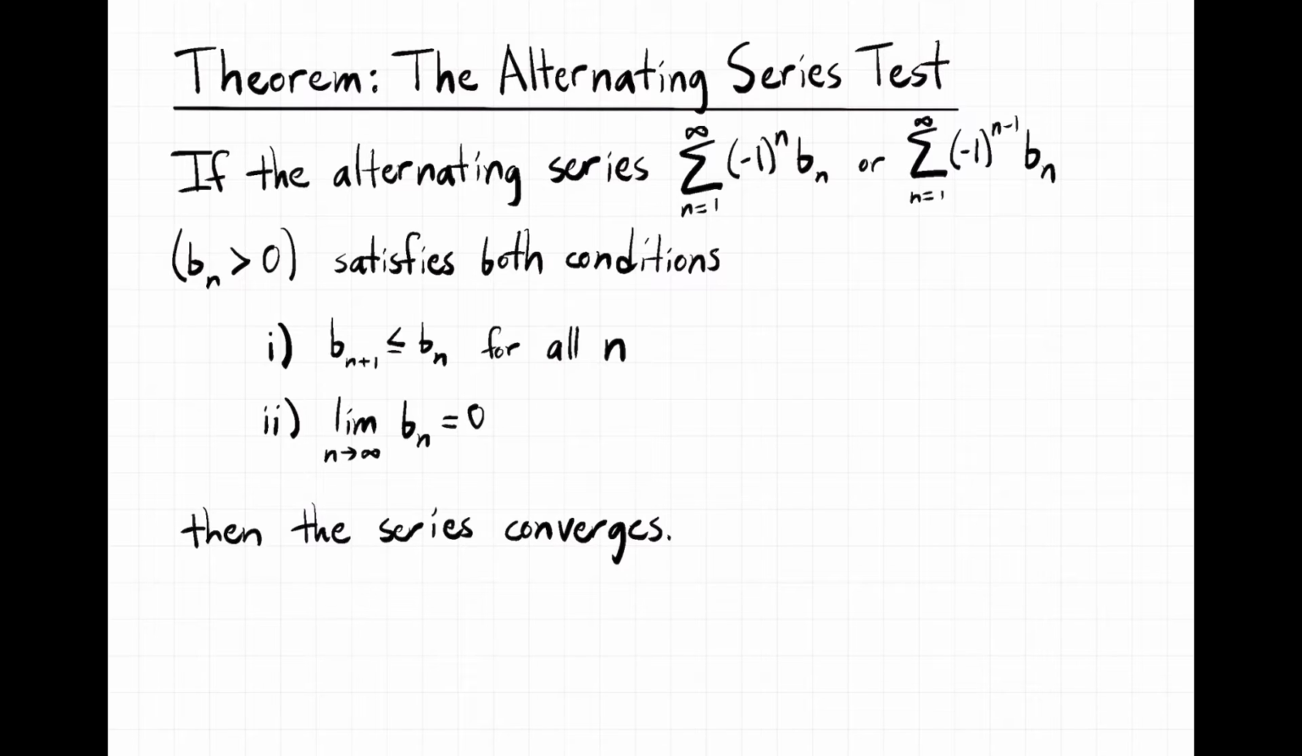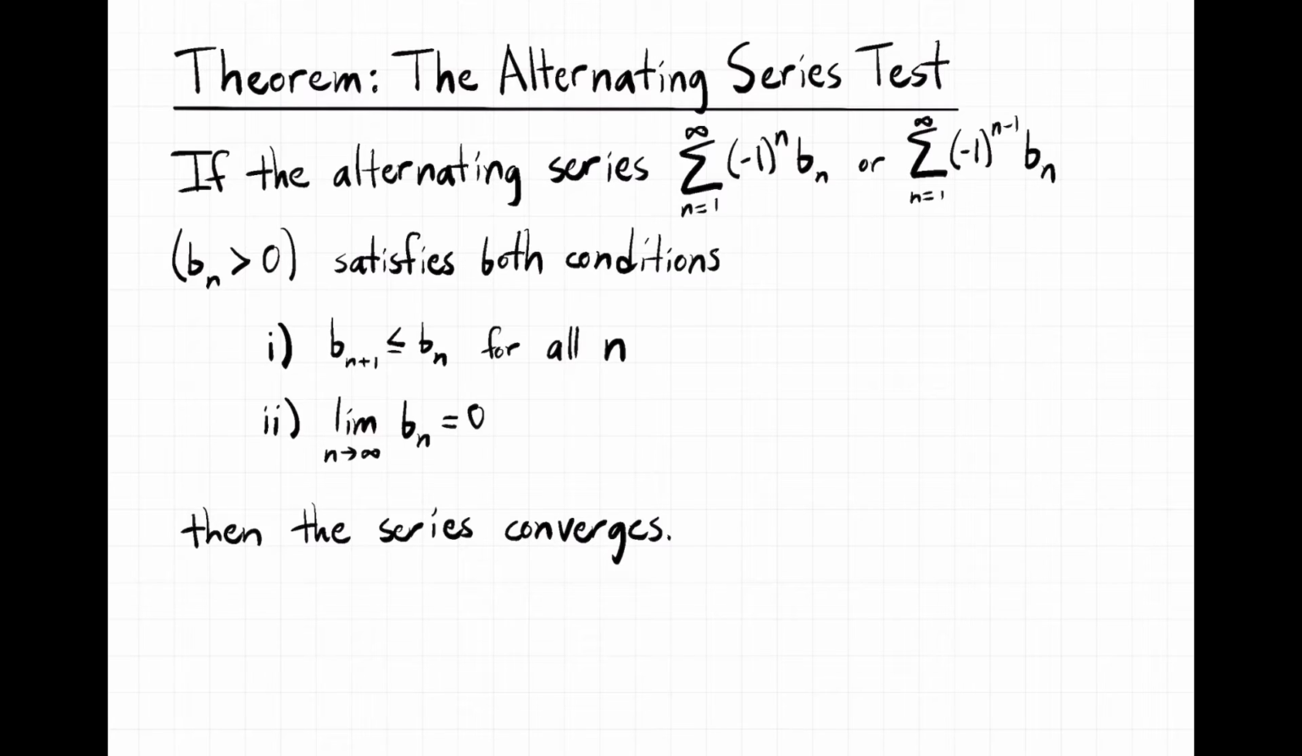Fortunately, in the specific case where we have a true alternating series where every term switches back and forth, positive, negative, we do have a test that works for this. It's called the alternating series test. It says if you have an alternating series, the sum as n goes from 1 to infinity of negative 1 to the n times bn, where we assume the bn's are positive, or, of course, you could swap the signs here and have negative 1 to the n minus 1 times bn, if that series satisfies both of the following conditions, then the series converges.